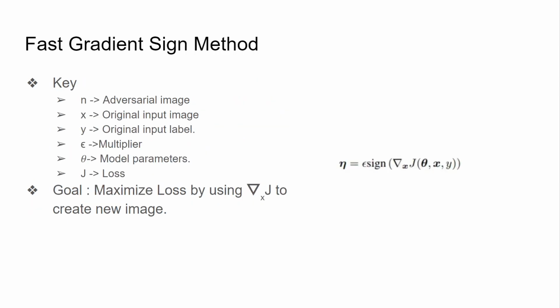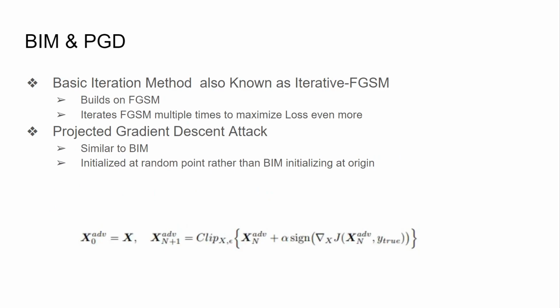So this is the fast gradient sign method. Basically what you do is you take the gradient of your input image with respect to the loss, and then you multiply it by a sign function with a multiplier, and that's how you get it. And the basic iteration method is the same as FGSM, but it iterates multiple times, and the projected gradient descent starts at a random point rather than the origin. So they all build on each other.